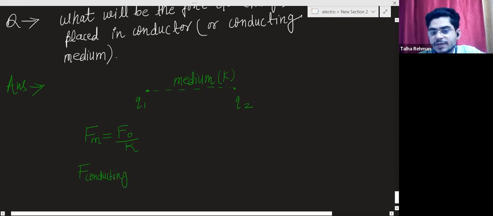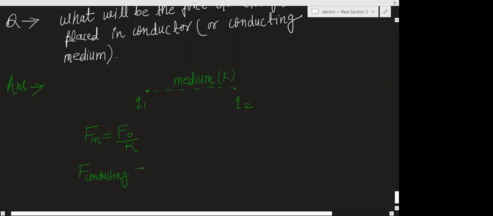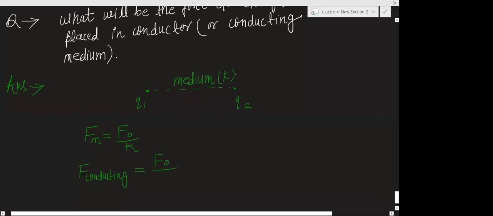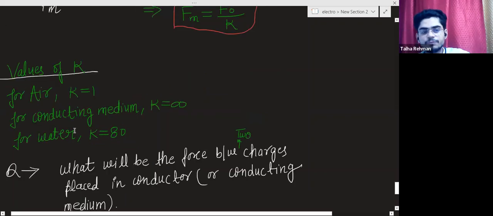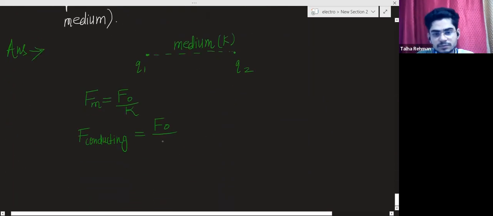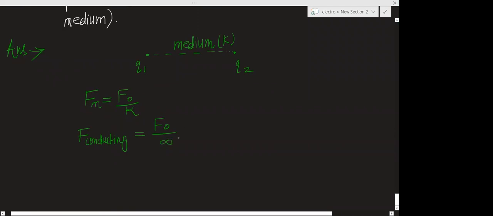F_m is equal to F conducting now. Yes. And don't calculate F naught, no requirement. Okay. And now what is the value of K? They are placed in a conducting medium. For a conducting medium, K is infinite. K is infinite now.